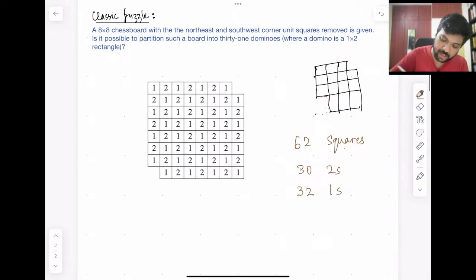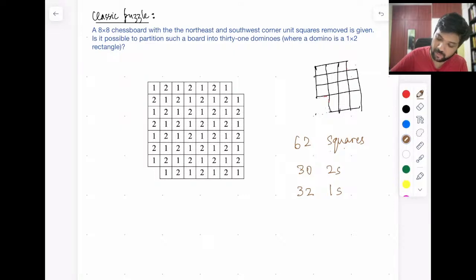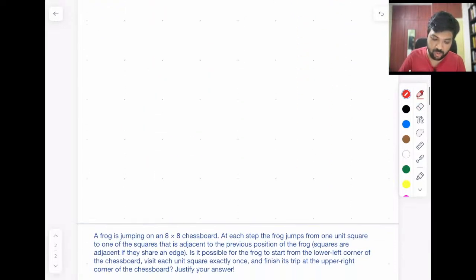I also want to point out that 1 and 2 can also be thought of as roots of unity if you raise it to the power 1. That is, you could have thought of this as 1 and minus 1 if you wanted, which are nothing but square roots of unity. Okay, all right, let's move on to a more interesting problem.